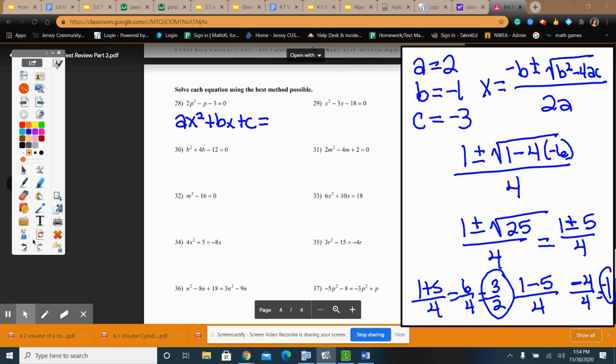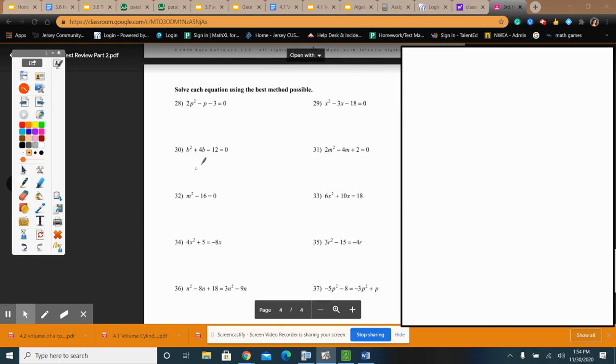Okay, so let's try 30. Looking at 30, what would I try to do? I definitely would try to factor. Let's see if it factors. Make your list for -12: 1 and -12, 2 and -6. That gives me -4. I'm looking for +4. So just change the signs: -2 and +6. So when I factor it, it's b minus 2 and b plus 6 equals 0. Well, that's easy to solve. Either this guy equals 0 or this guy equals 0, and b equals 2 or b equals -6.